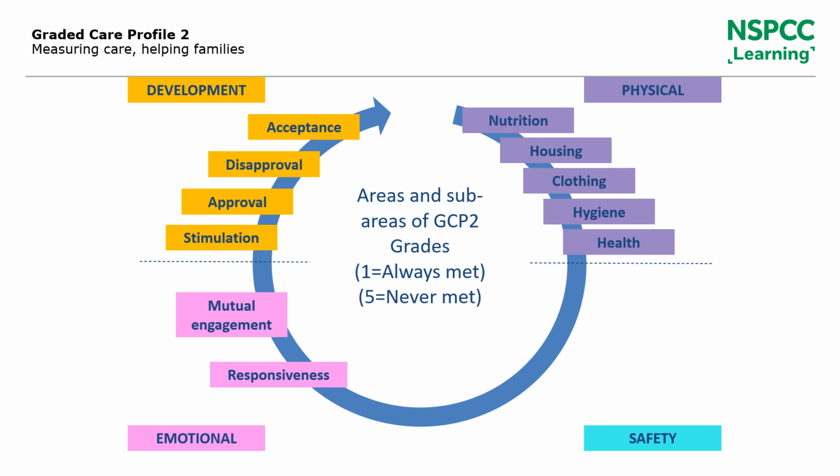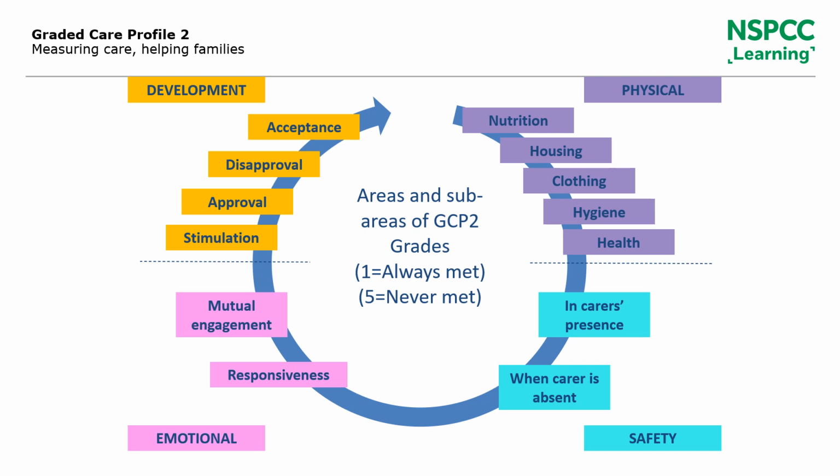The emotional section is broken down into these 2. So we've got mutual engagement, which is that kind of backwards and forwards, almost conversational, serve and return, it might be called, where children, young people and their parents or caregiver are interacting with each other. And it also talks about responsiveness. How responsive is the parent or caregiver to that child or young person's emotional needs, and how well do they engage in that?